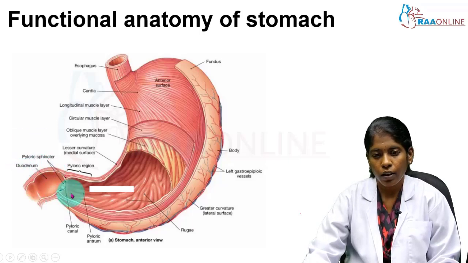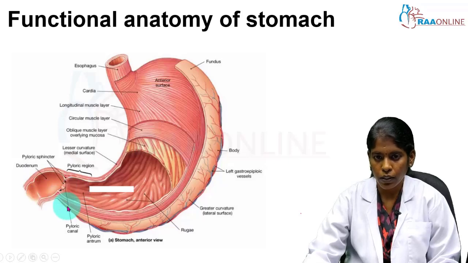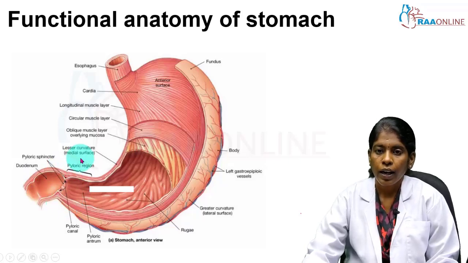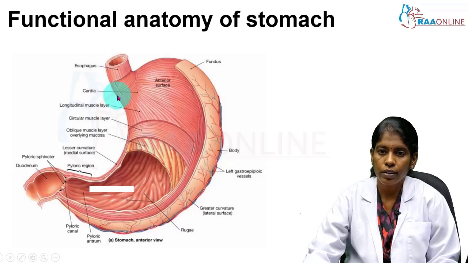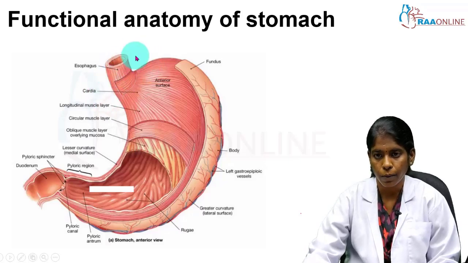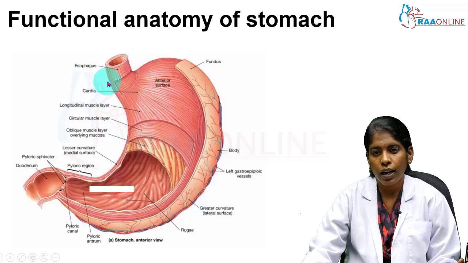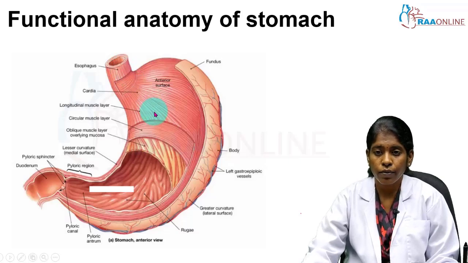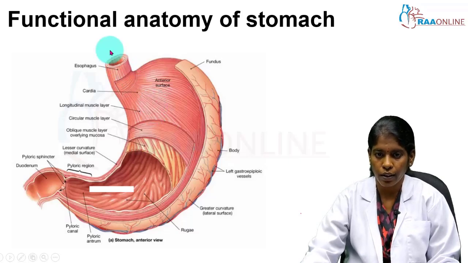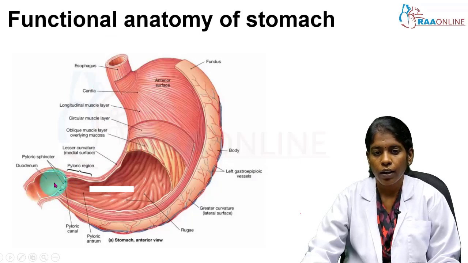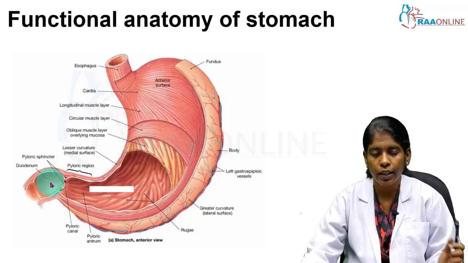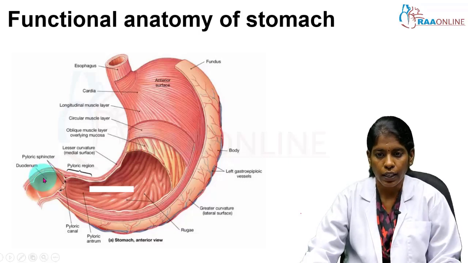The opening of the stomach to the duodenum is guarded by the pyloric sphincter, and the opening of the stomach to the esophagus is guarded by the lower esophageal sphincter. The lower esophageal sphincter prevents the reflux of gastric contents from the stomach to the esophagus. Whereas the pyloric sphincter facilitates a slower rate of gastric emptying of contents, which is feasible for the small intestine to digest and absorb the food nutrients.